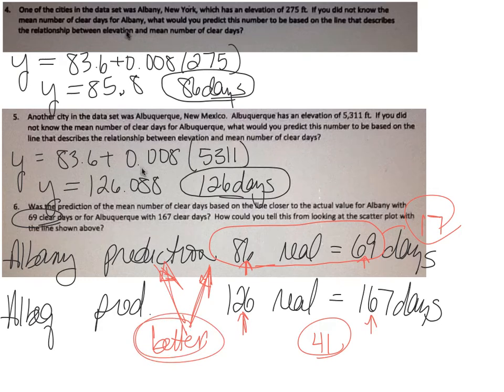If you would look at the data, we have a line. Let's see, that line looks like this. So when I have an actual data point, which would be 69 days, a little bit smaller, the distance from that actual point to the predicted line is smaller, therefore it's better. It's a better model.